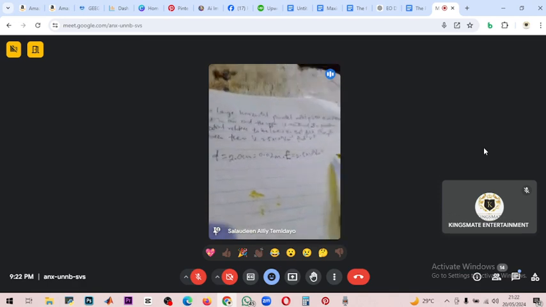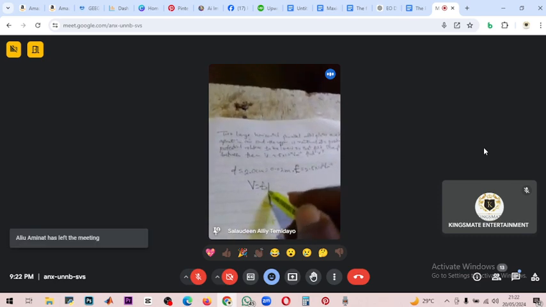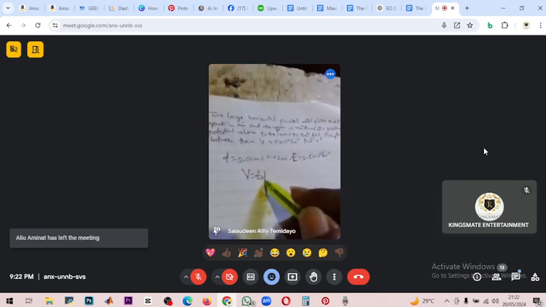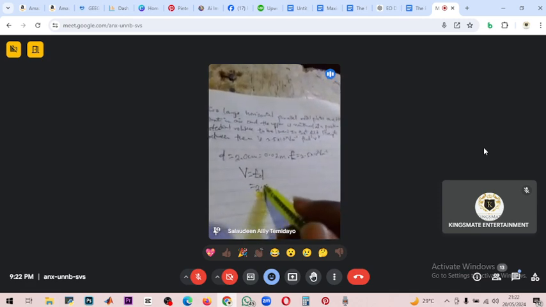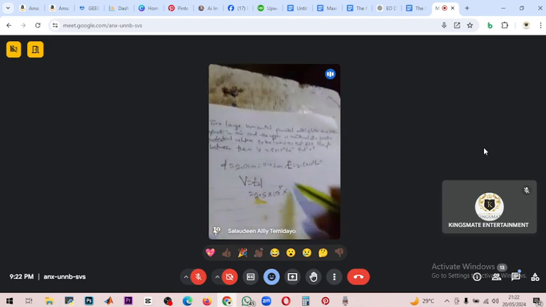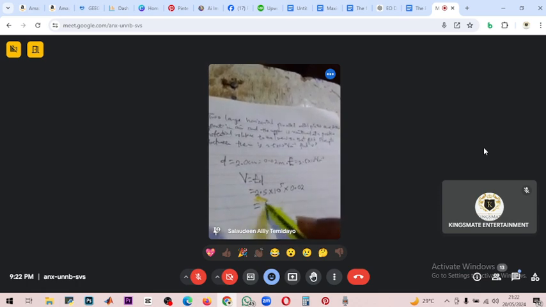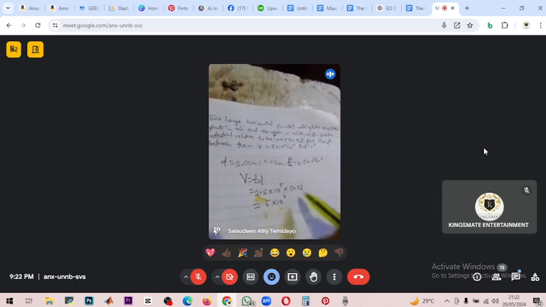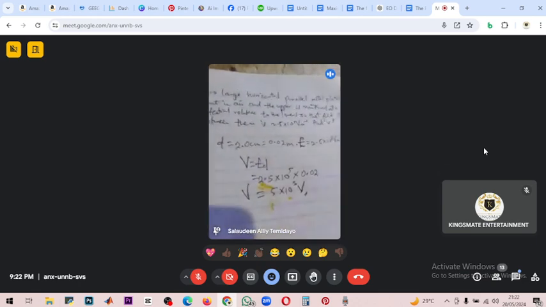So find the potential difference. So V is going to be what? E times D. That is what we are saying. V is ED. What is E? E is 2.5 times 10 raised to power 5 times D, which is 0.02. So are we together? So this is going to give us 5 times 10 raised to power 3 volts. And we've calculated it like that.